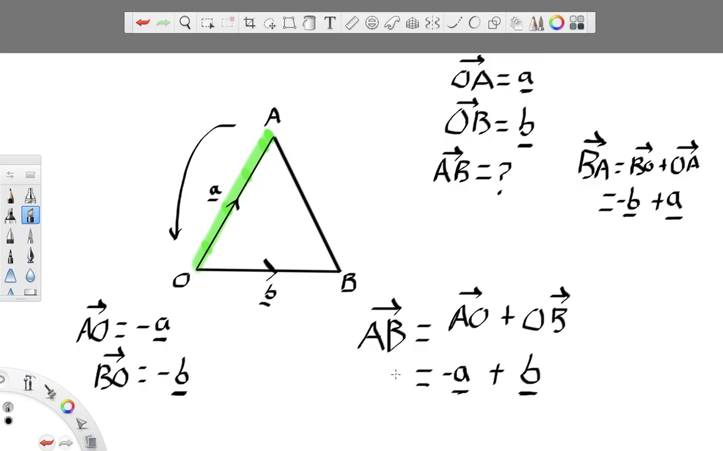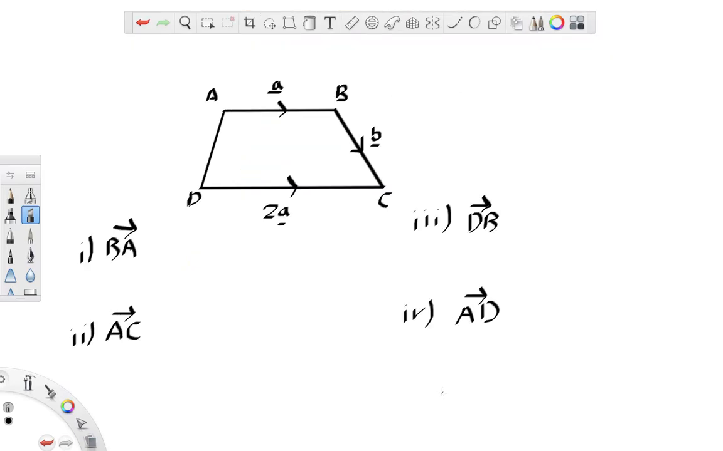As you can see, A to B and B to A are opposites of each other. And we would expect that, because when we looked at this example here, if we were going from O to A, it was a positive A, and if we're going from A to O, it was a negative A. So we would expect that. So what we're going to do now is we're going to look at some more examples, and then we're going to apply our knowledge to some harder questions later on.